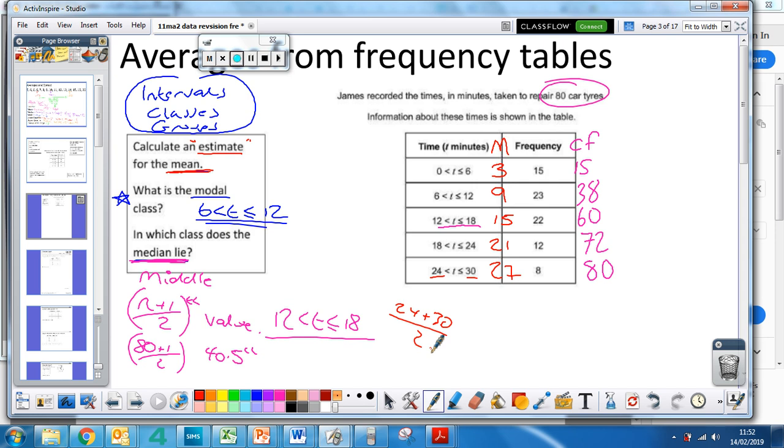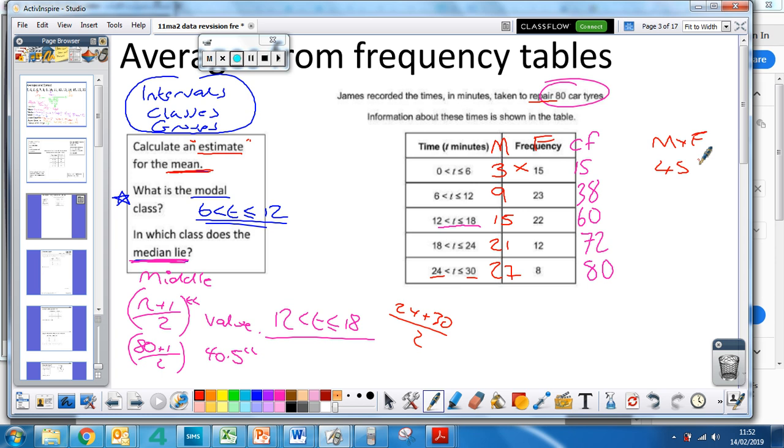The technique we use here to estimate the mean is we use our midpoint of 3 and say it occurs 15 times. This means that there were 15 repairs that took 3 minutes each. So we're looking at the total time. 15 repairs, 3 minutes each. If you multiply the midpoint by the frequency, you get 45. 45 minutes of repairs.